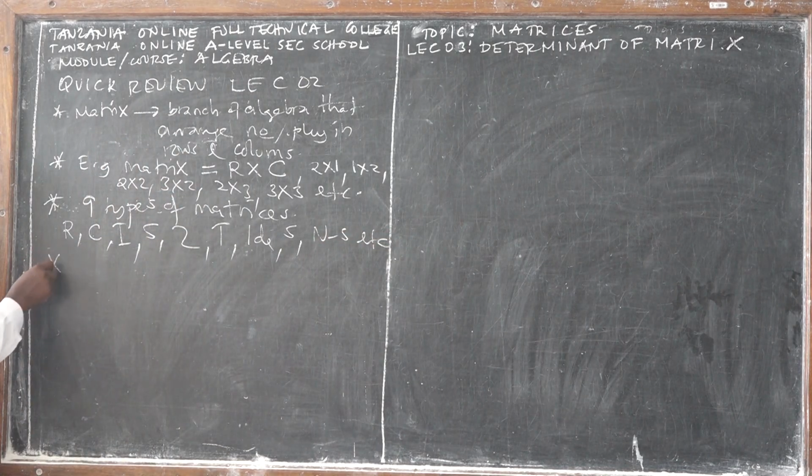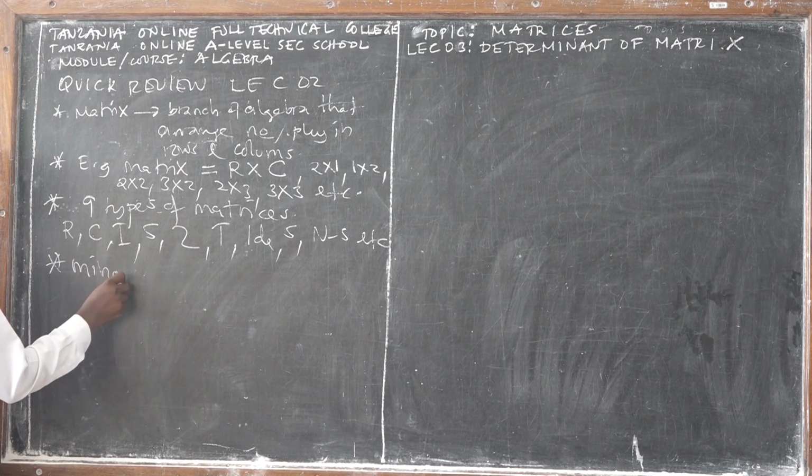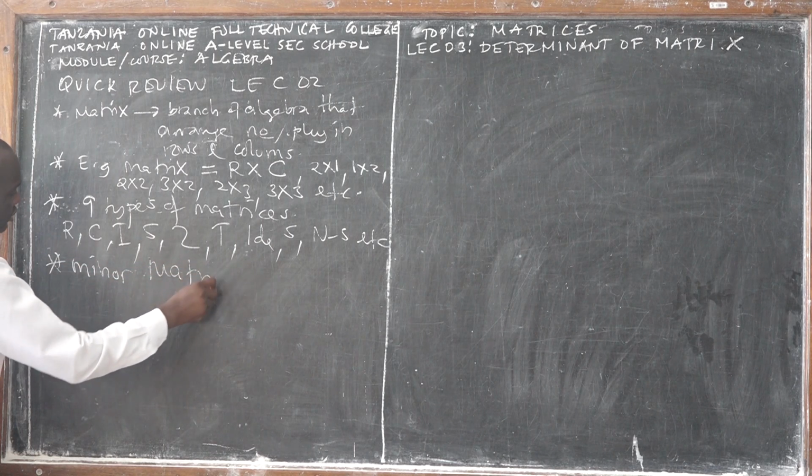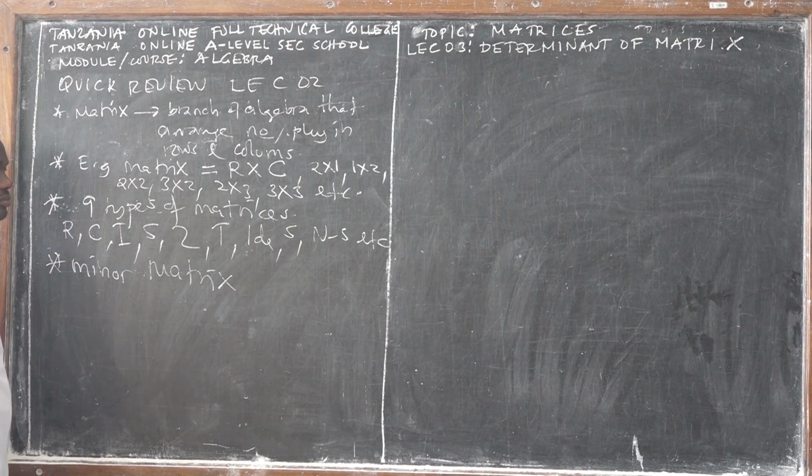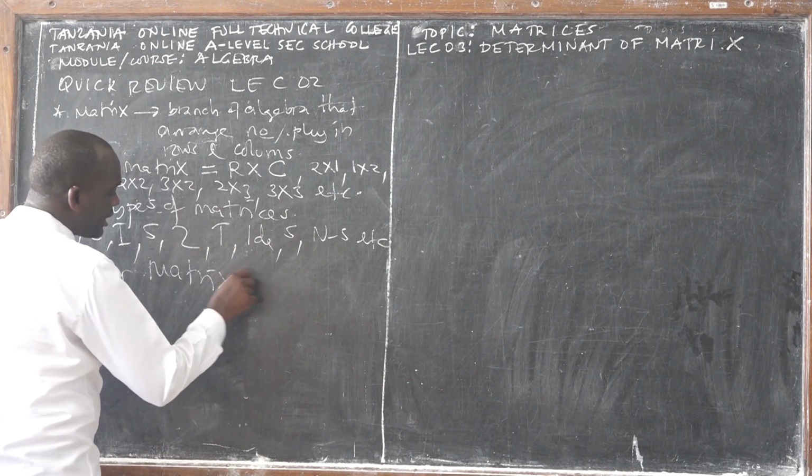Then we discussed minor matrices, or the minor matrix. What is a minor matrix? A minor matrix is with regard to a 3 by 3 matrix.